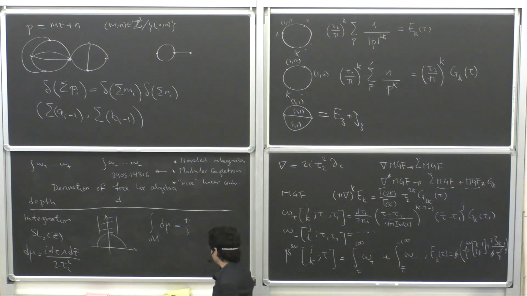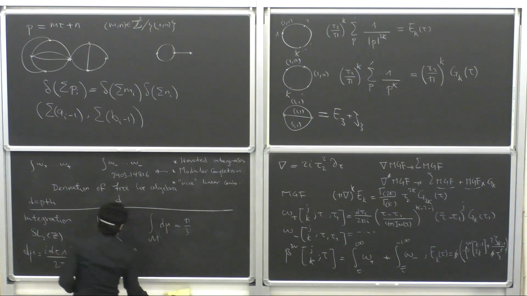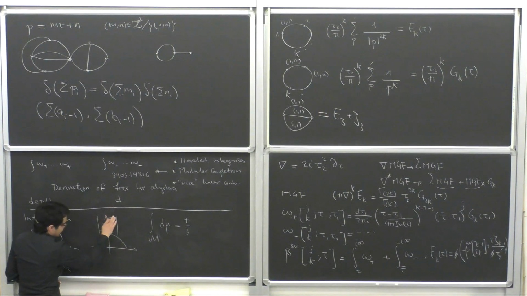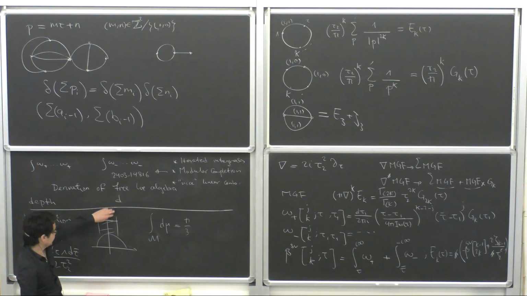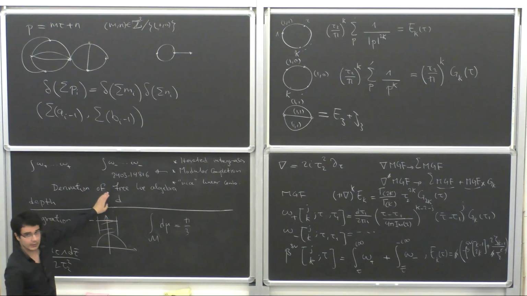So what we should do actually is split this fundamental domain into two parts. I do this by putting a cutoff here at L, tau 2 equals L. And I have to treat the other part in a different way. I have to integrate MGFs here, but for the rest, I should not use Taylor expansion or anything. I have to integrate directly.